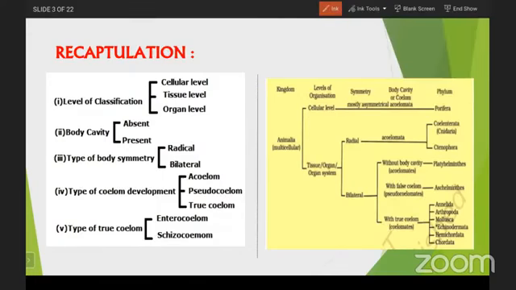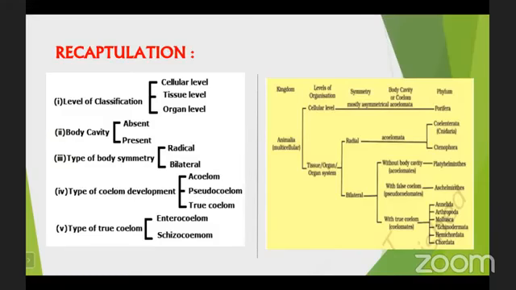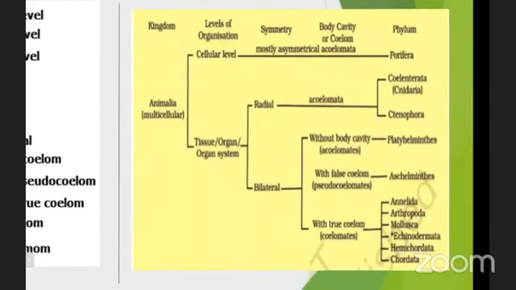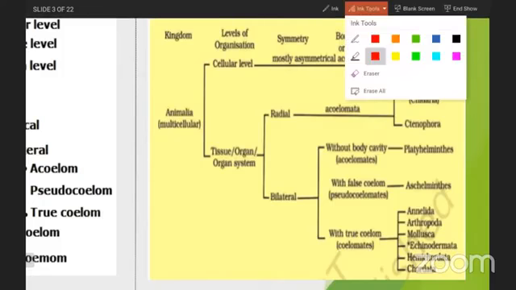So here: kingdom Animalia, level of organization, symmetry, body cavity or coelom. Here, the cellular level of organization will be observed in Porifera. Yesterday we discussed these points only.